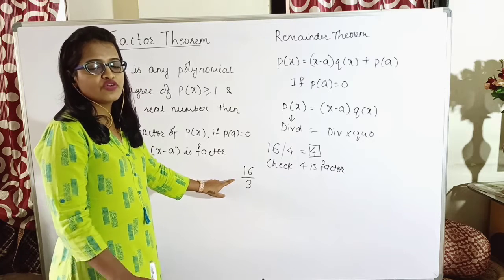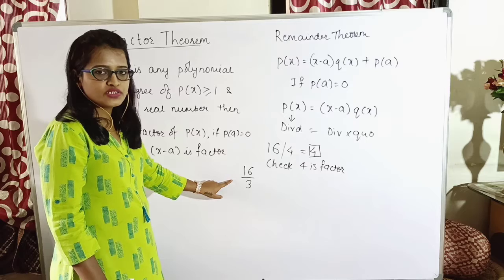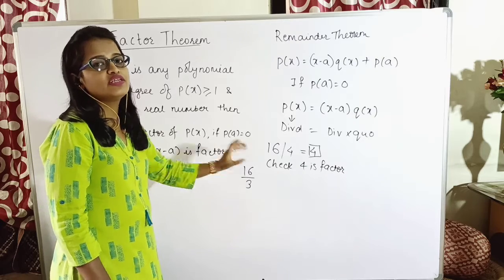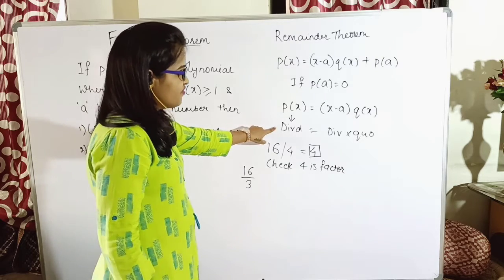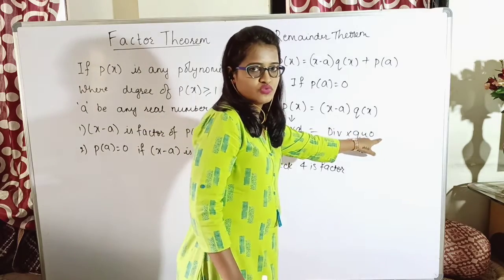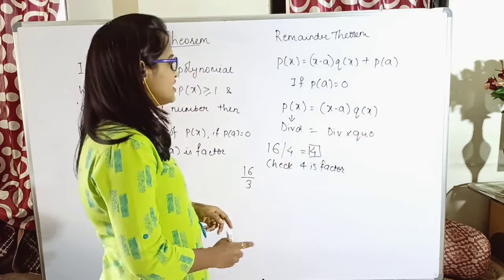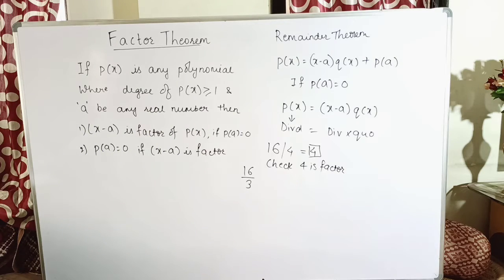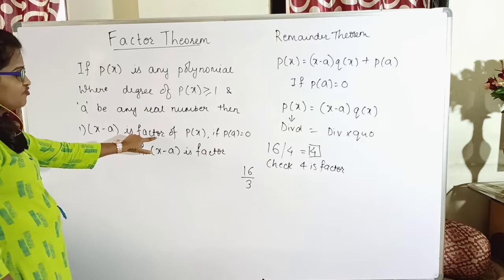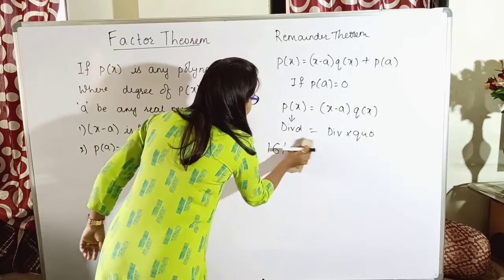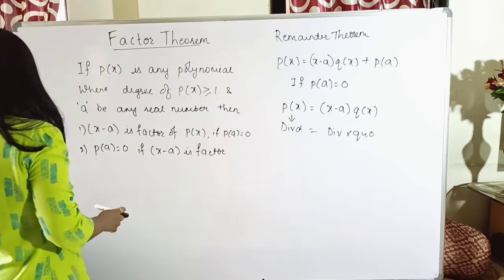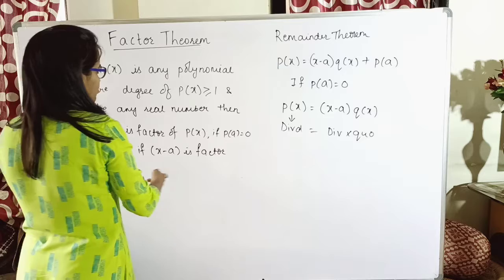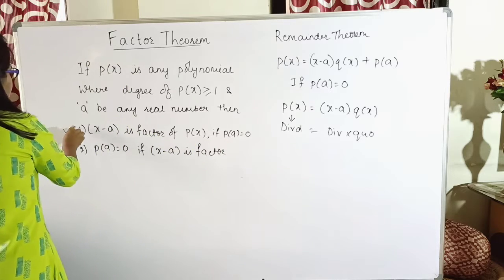So what is the concept of factor? Factor is to be said only when the remainder is 0. And here we have obtained the remainder to be 0. And hence I can be saying that since the remainder is 0, so yes, x minus a is the factor of p of x. So we have proved the first condition, that if p of a is 0, then x minus a is the factor.